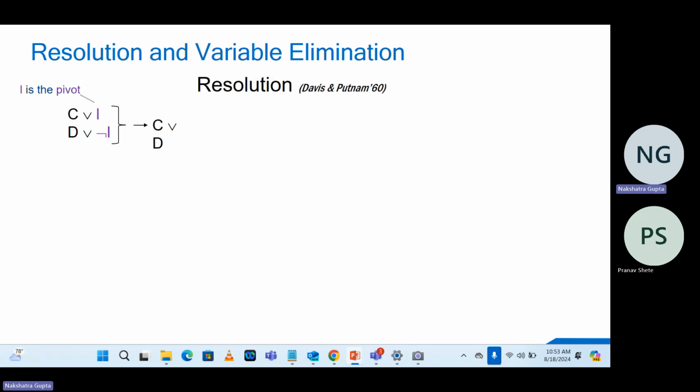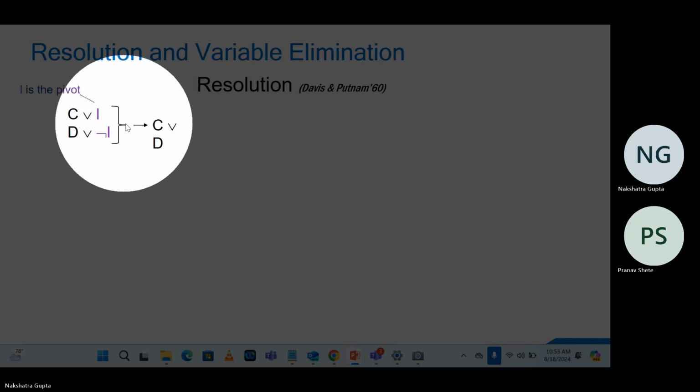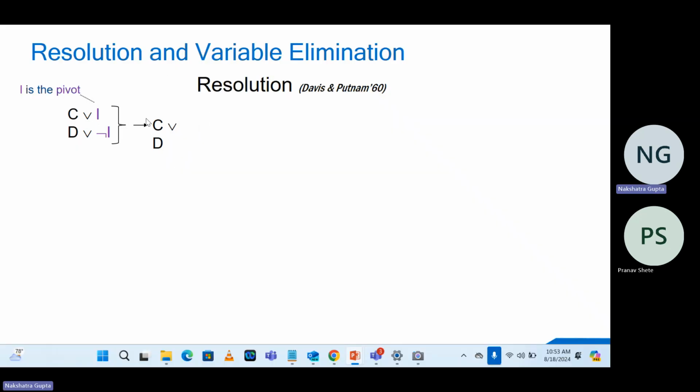So, resolution. If you have two clauses of the form C or L and D or not L, where C and D are disjunctions of literals, you can derive the clause C or D. Now, why is it correct? Assume we have an assignment satisfying both clauses, then L should be either 1 or 0 under that assignment. If L is false, then C must be satisfied, and so the derived clause is satisfied. And if L is true, then D must be satisfied, and so the derived clause is satisfied again. So this resolution is correct.